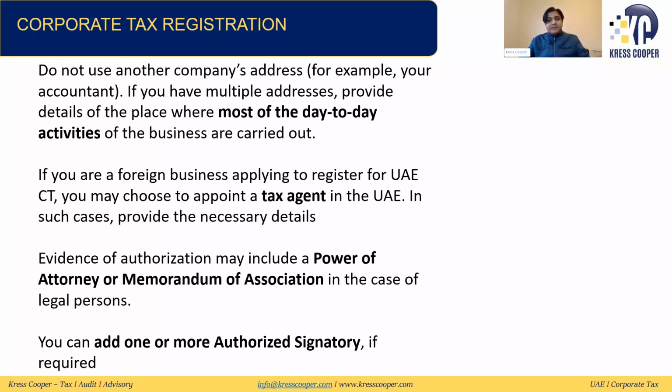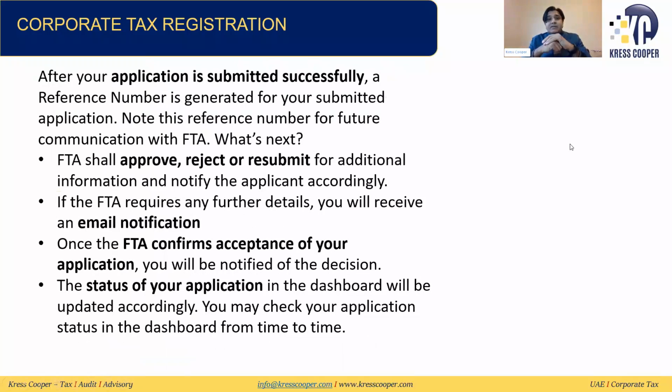So this is a registration. Once the application is submitted, FTA can approve it, FTA can reject it, or FTA can ask you to resubmit the application. In case they ask, we need to resubmit the application. But once it is confirmed, FTA will allot you one specific number. I personally believe this is very basic information for the registration of the entity for corporate tax purposes, and most of the sections were already discussed.